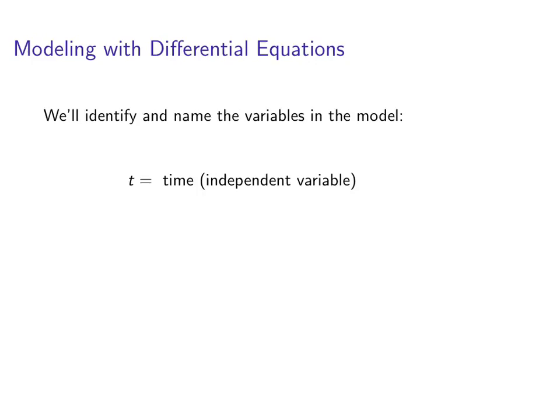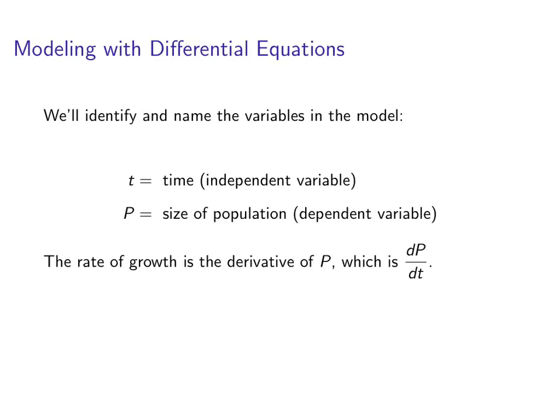All right, so let's identify and name some of the variables in our model. So t is time, that'll be our independent variable. And p is the size of the population. That's our dependent variable. Now our rate of growth is the derivative. Remember, derivatives represent rates of change or rates of growth. So that's dp by dt.